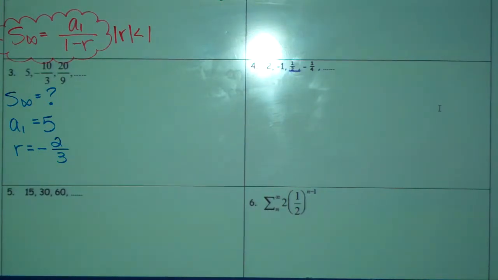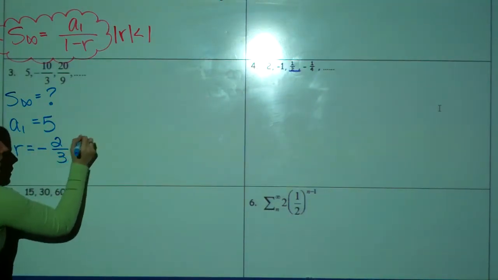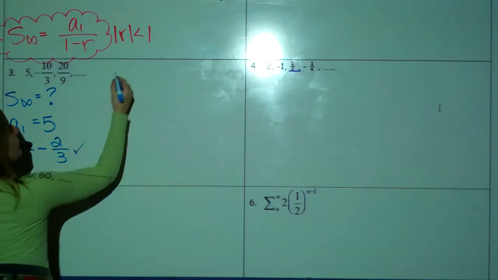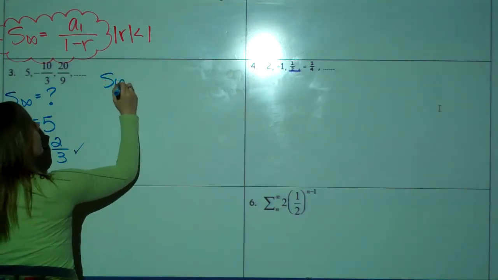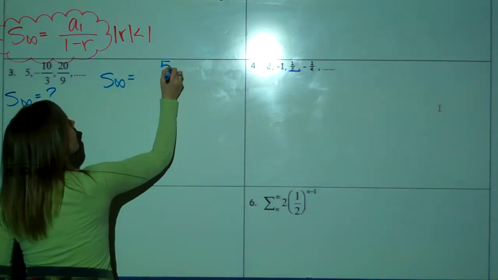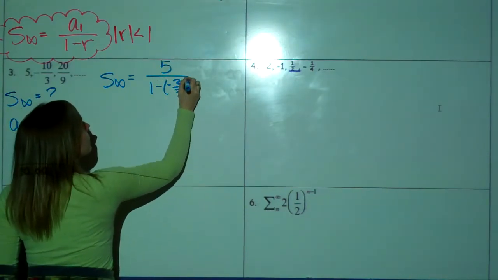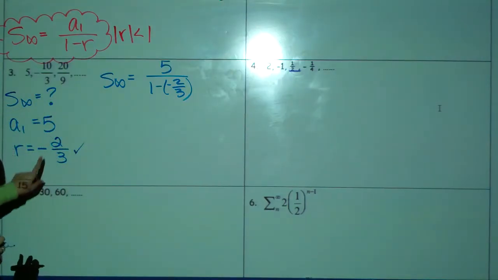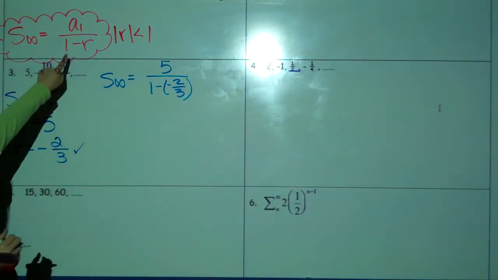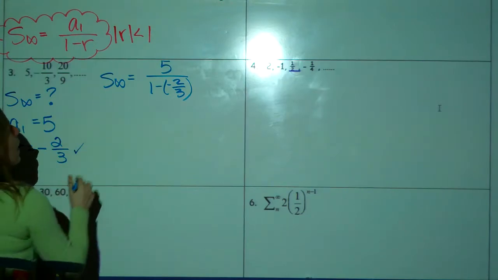So what I did was I just compared my numbers. I saw the positives and negatives. I saw that a 3 started showing up in the denominator, and then I noticed that the numerators were doubling, so that's why it's negative 2/3. Okay, so it is a fraction, so I can now use my formula. So the sum is 5 over 1 minus negative 2/3.